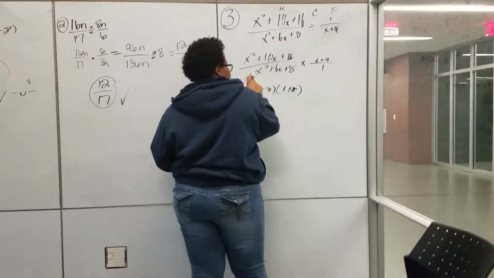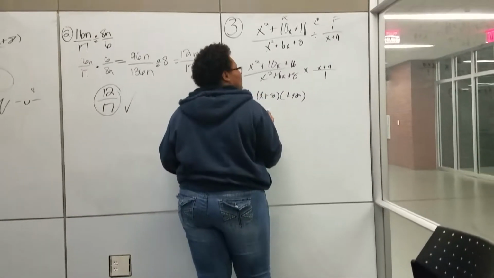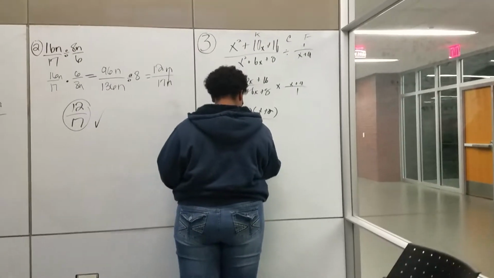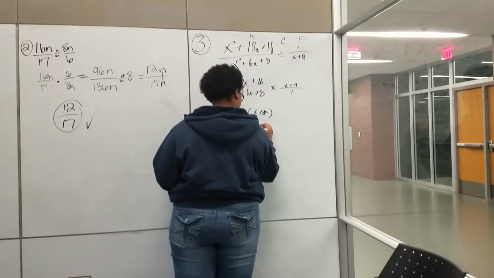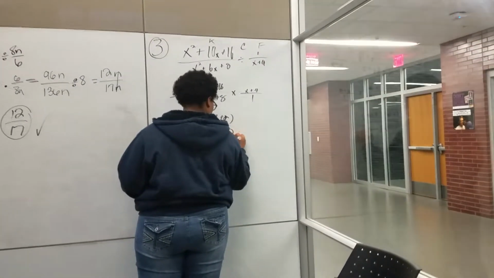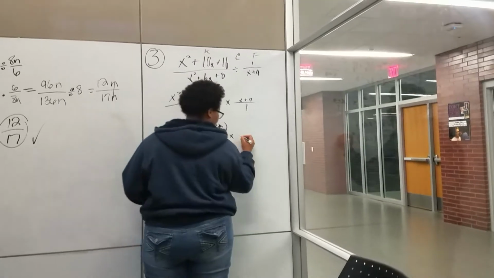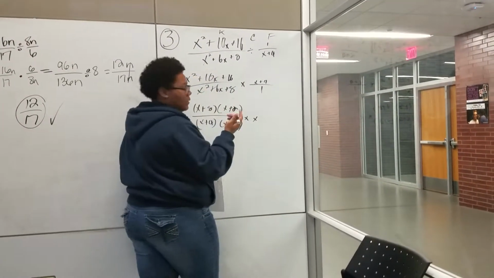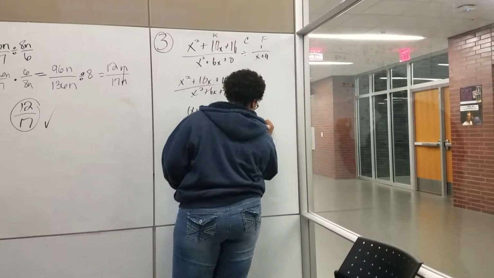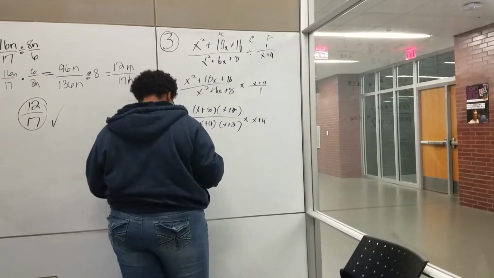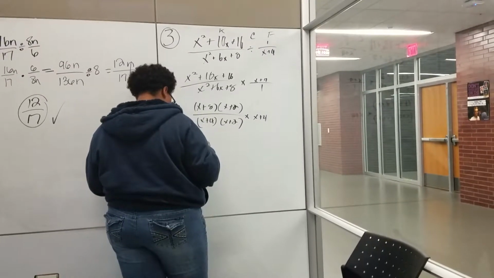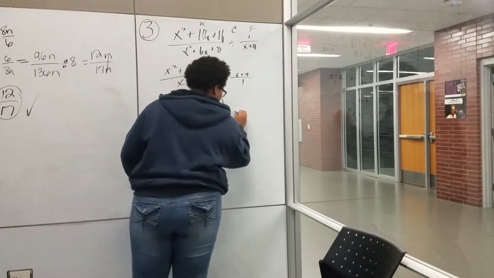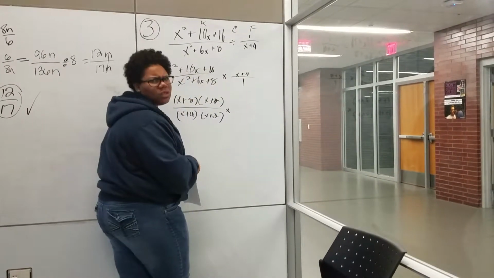And then x squared plus x plus 6x plus 8 would be factored out to x plus 4 times x plus 2, times, and because x plus 4 is over 1, it's just x plus 4. So, you cross out like terms. Actually, we're going to keep the x plus 4 over 1.